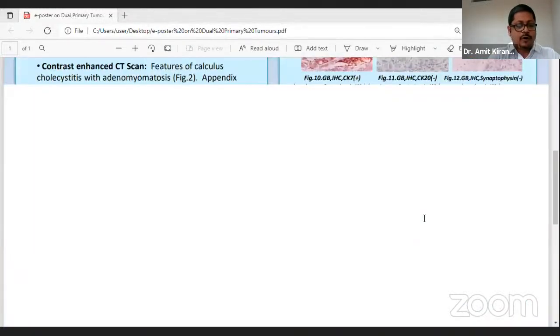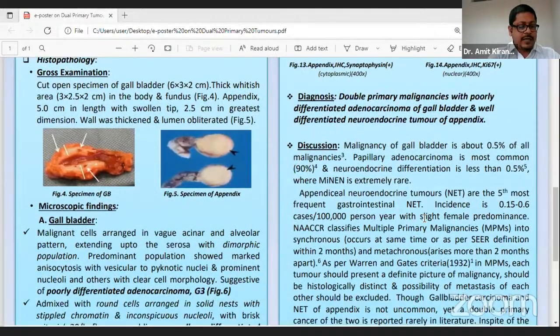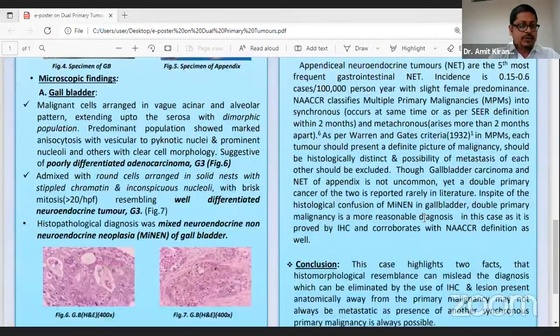Pattern 1 showed dimorphic population of cells with marked anisocytosis, vesicular to pyknotic nuclei, and prominent nucleoli arranged in vague acinar and alveolar pattern. The other cell type showed clear cell morphology. This leads to think of a poorly differentiated adenocarcinoma, grade 3, figure 6. Pattern 2 showed round cells arranged in solid nests with stippled chromatin and inconspicuous nucleoli having brisk mitosis more than 20 per high power field. This pattern resembled that of a well-differentiated neuroendocrine tumor, grade 3, figure 7.